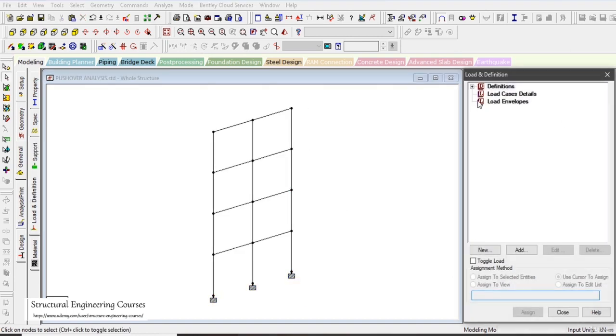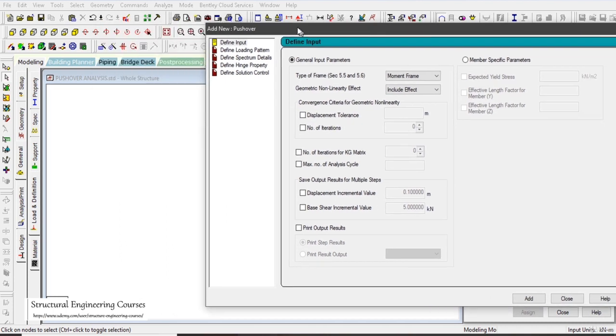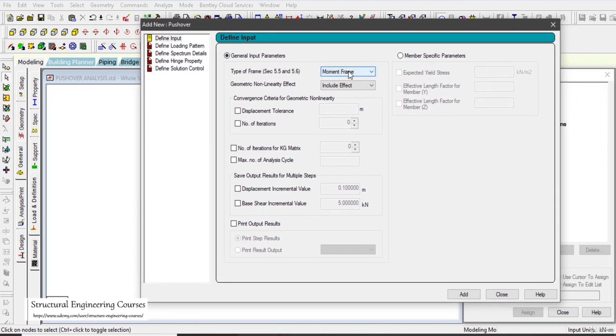After that we can go to the load and definition option. This was the option that we learned in the help manual in the previous lecture. Here you get an option to do the pushover definition. First of all, we shall enter the type of frame. Type of frame we can enter as moment frame, and for geometric nonlinearity effect, we can go for ignore effect, and left click on add here.